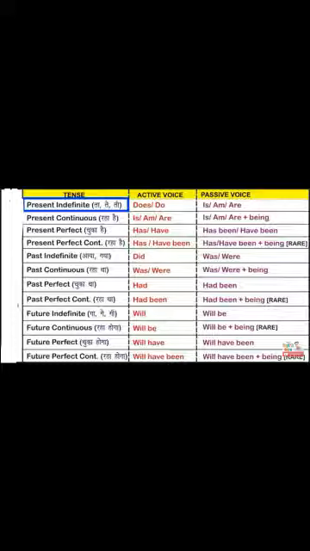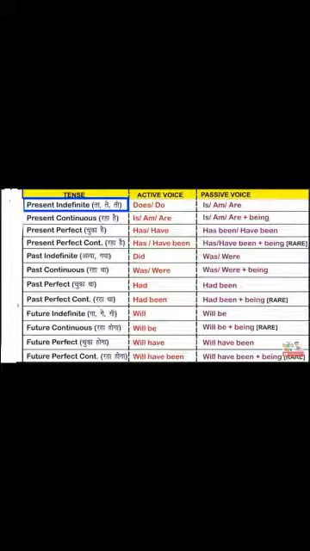When we convert it into the passive voice, we use had been, we will write down had been, okay. The past perfect continuous is also a rare condition, where we use had been plus being, okay. In the future indefinite we use will, okay. And when we convert it into passive voice, we use will be.